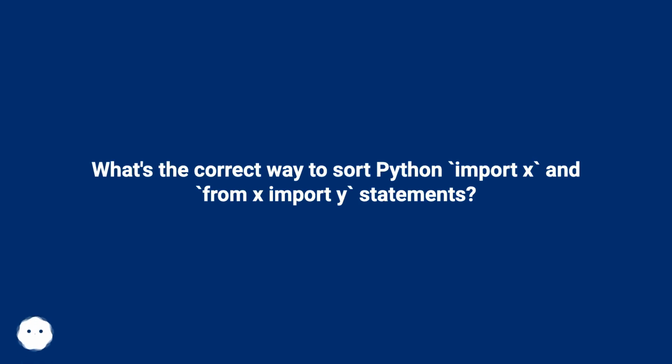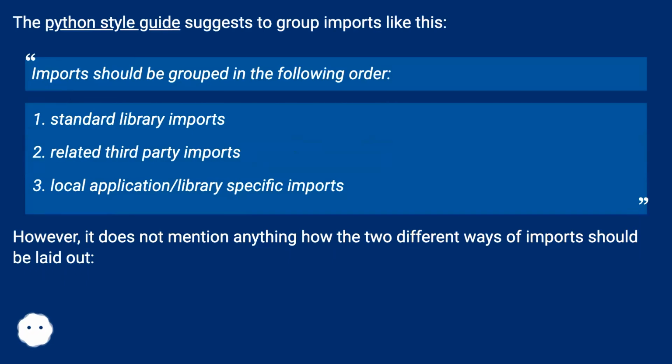What's the correct way to sort Python import X and from X import Y statements? The Python style guide suggests to group imports like this. Imports should be grouped in the following order: standard library imports, related third-party imports, local application/library specific imports. However, it does not mention anything about how the two different ways of import should be laid out.